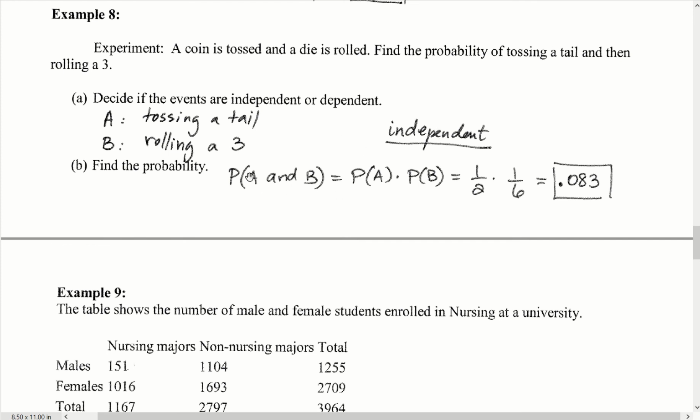Therefore, our multiplication rule will simplify. The probability of A and B is simply going to be the probability of A times the probability of B. The probability of first flipping a tail, that's 1 out of 2, so that's going to be 1/2. The probability of rolling a 3, that's one side on a die, that's 1 out of 6. Therefore, the probability is going to be 1/2 times 1/6, which would give us 0.083.